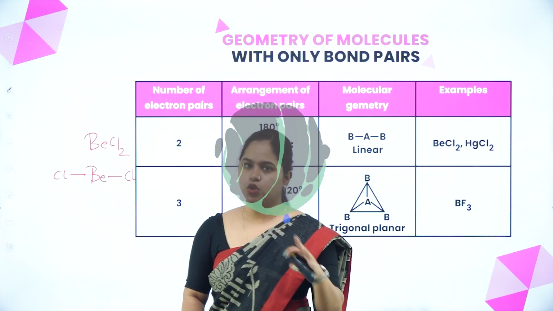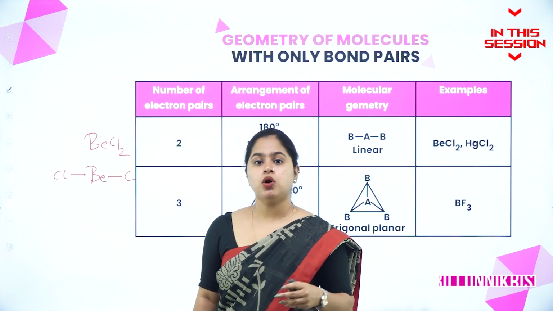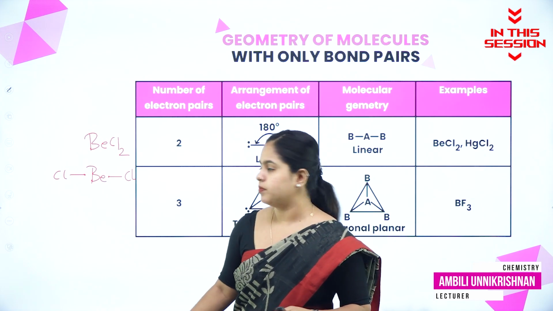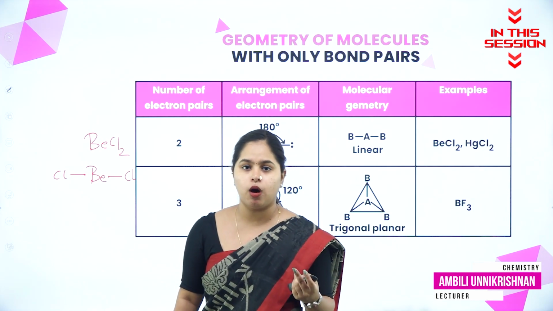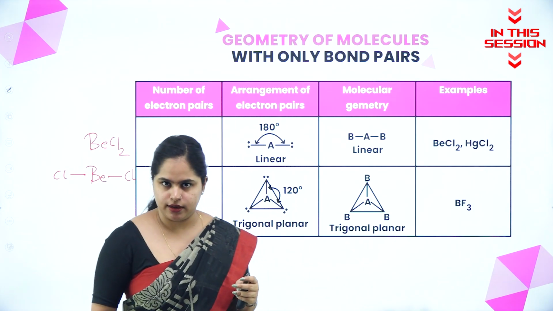Around the central atom, no lone pairs, only bond pairs. So, how many electron pairs are there? Yes, the bond pairs are 2. That means a total of 2 electron pairs are there.